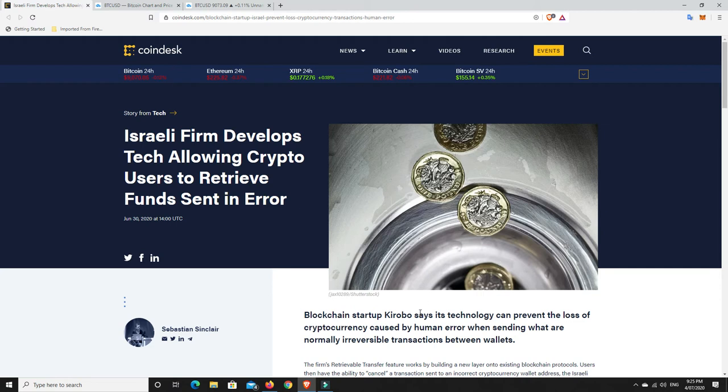So well done to this Israeli team. And again, hopefully I'm saying it right, Kirobo, that's the kind of tech that we need that's really going to lead to mass adoption.